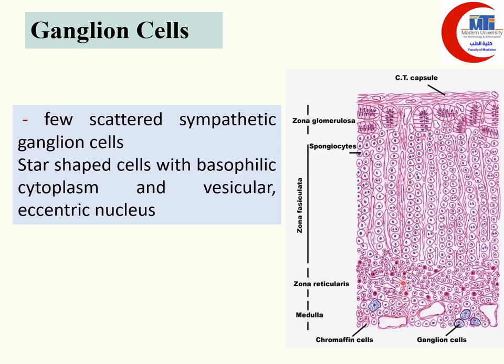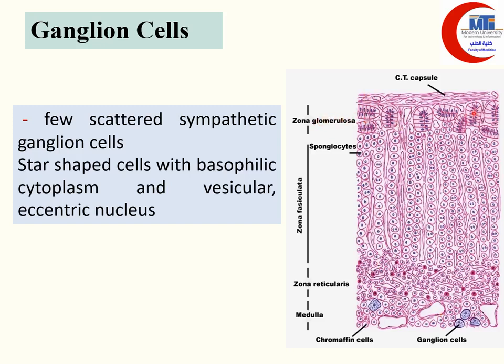The cortex is the peripheral part, which lies directly under the capsule, and the medulla is the inner central part of the gland. The cortex formed of 3 zones.